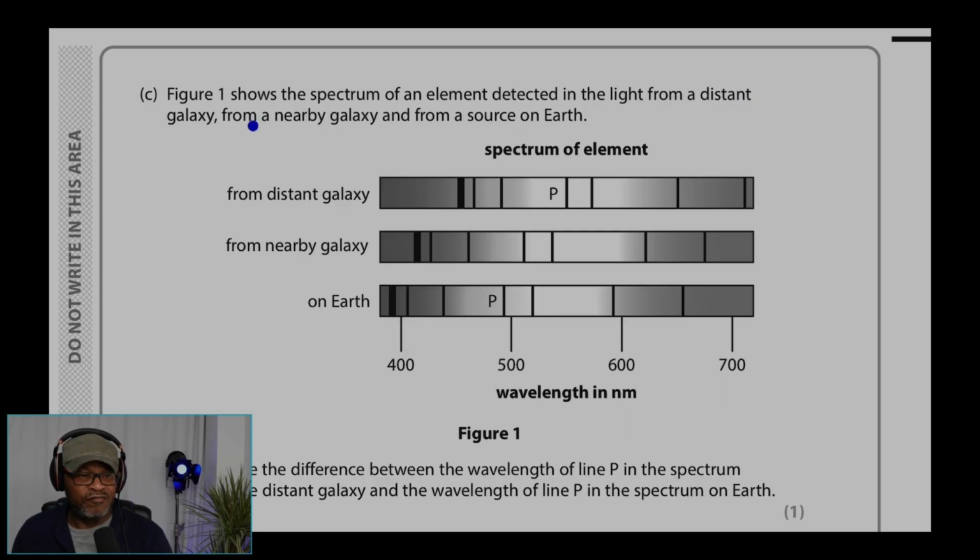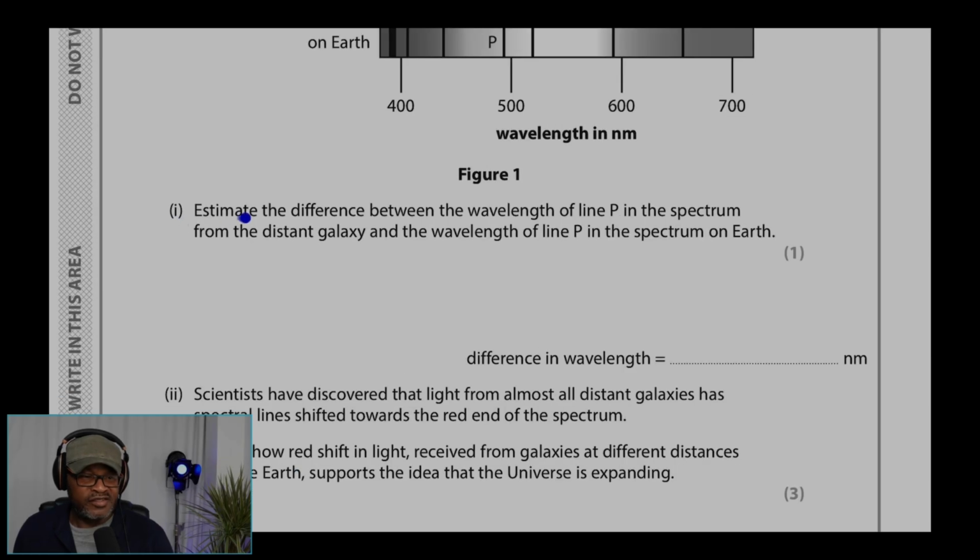Question 1c. Figure 1, this one here, shows the spectrum of an element detected in the light from a distant galaxy, from a nearby galaxy, and from a source on Earth. This is a source on Earth, nearby galaxy, and a distant galaxy. Now, estimate the difference between the wavelength of line P in the spectrum from the distant galaxy and the wavelength of the line P in the spectrum on Earth.